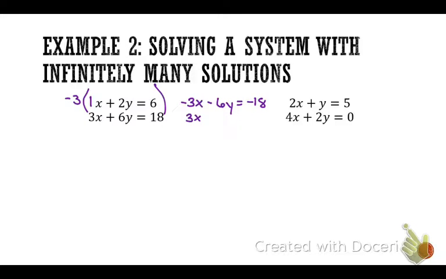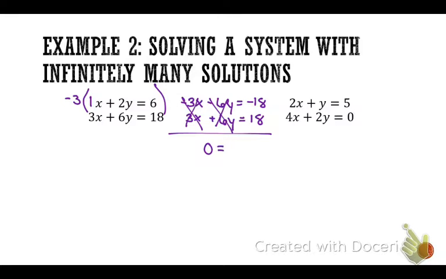3x plus 6y equals 18. Okay, so I just bring over the other one. Now I'm going to add everything together. What I wanted to happen is I wanted my x's to cancel, and they do. But now what ends up happening to my y values? They also cancel. Okay, so this is 0.